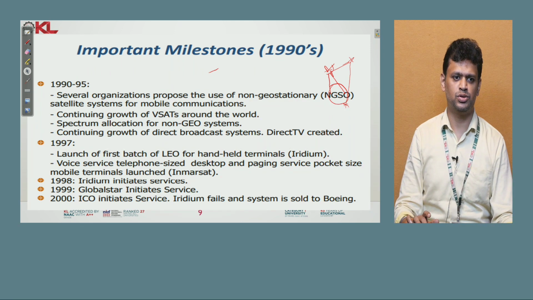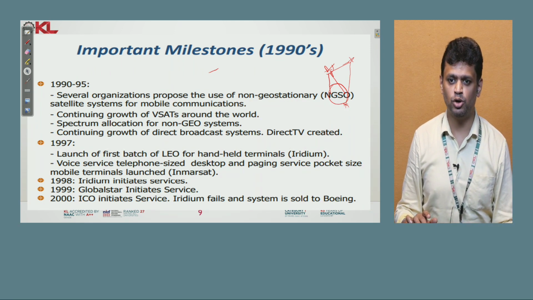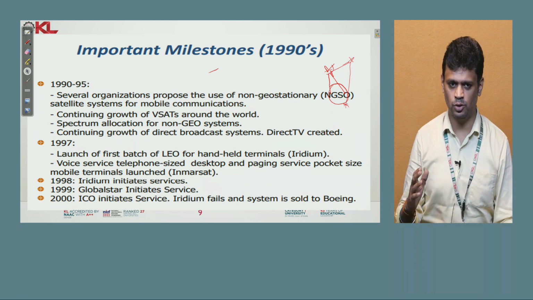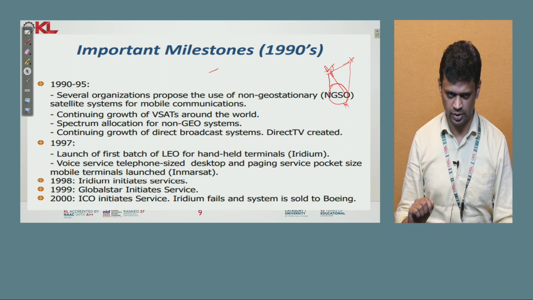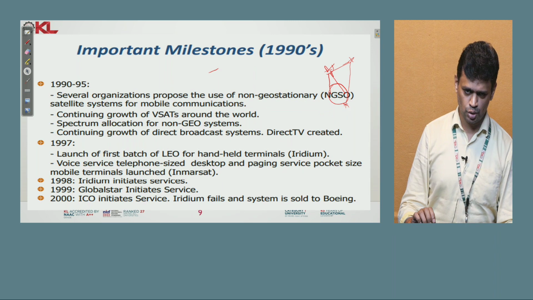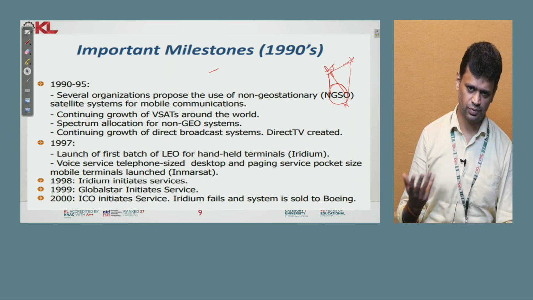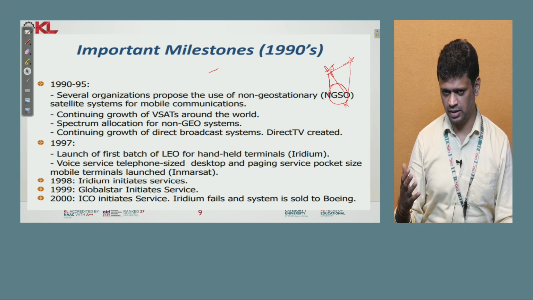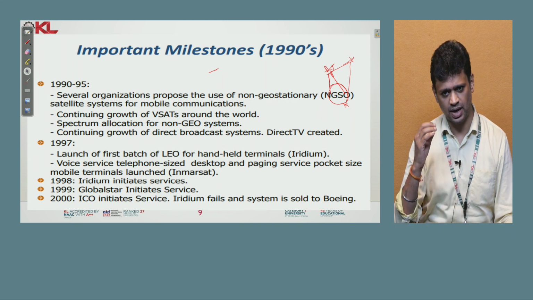These are the milestones from 1990 to 1995. Several organizations proposed the use of non-geostationary satellite systems for mobile communication. Again, as I said, geostationary is very far away, 36,000 kilometers. So non-geostationary means any orbit below 35,000 kilometers. Earlier we launched satellites in the geostationary orbit. There are various advantages of a geostationary orbit: the satellite can cover a larger distance and it revolves with the Earth, so it is always available.